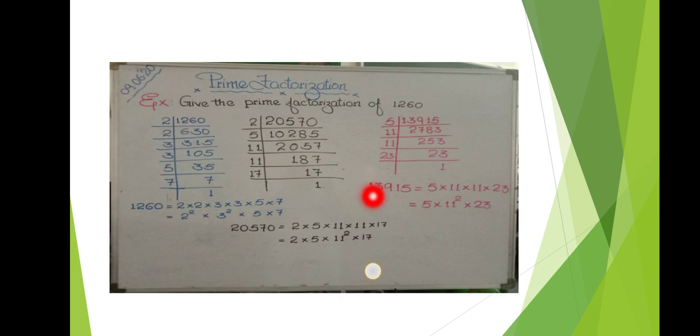One more example we have: 13,915. So we start with 5 and thus we get the prime factors of this given number 13,915 as follows: 5 into 11 into 11 into 23. Here again 11 is twice repeated, so we can write the prime factors of 13,915 as 5 into 11 raised to the power 2 into 23.